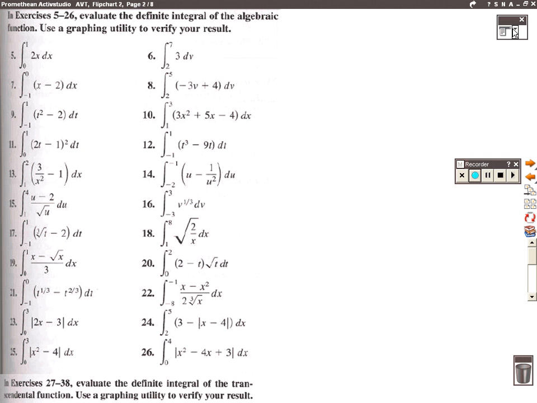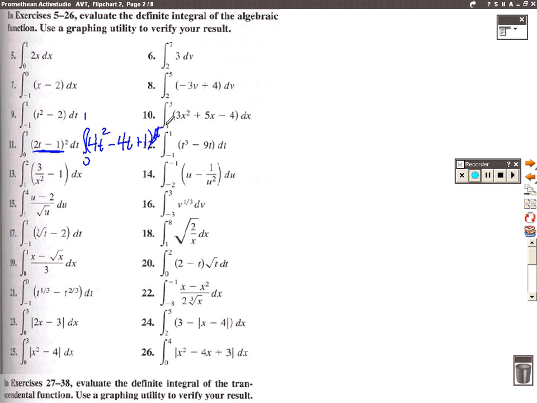Number 11, the way you're going to handle that is before you start working on it, you're going to have to square the binomial and rewrite it as the integral from 0 to 1 of 4t squared minus 4t plus 1. That's the only big deal with that. Square it out. Square the whole thing. A binomial times a binomial gives you a trinomial.